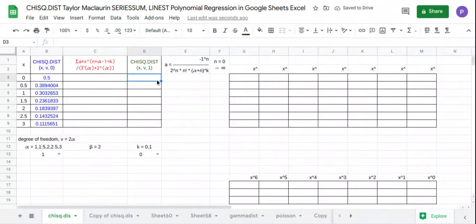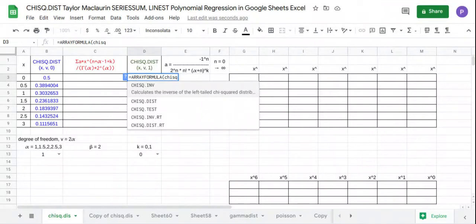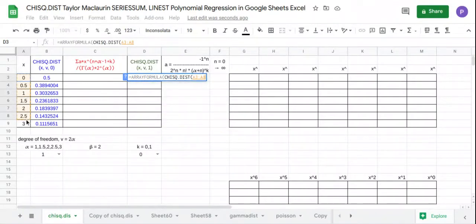And the cumulative distribution function, which is array formula, CHISQ.DIST of the x values, comma, and v, the degree of freedom, is 2 times alpha, comma, and 1 because this is the cumulative distribution function.